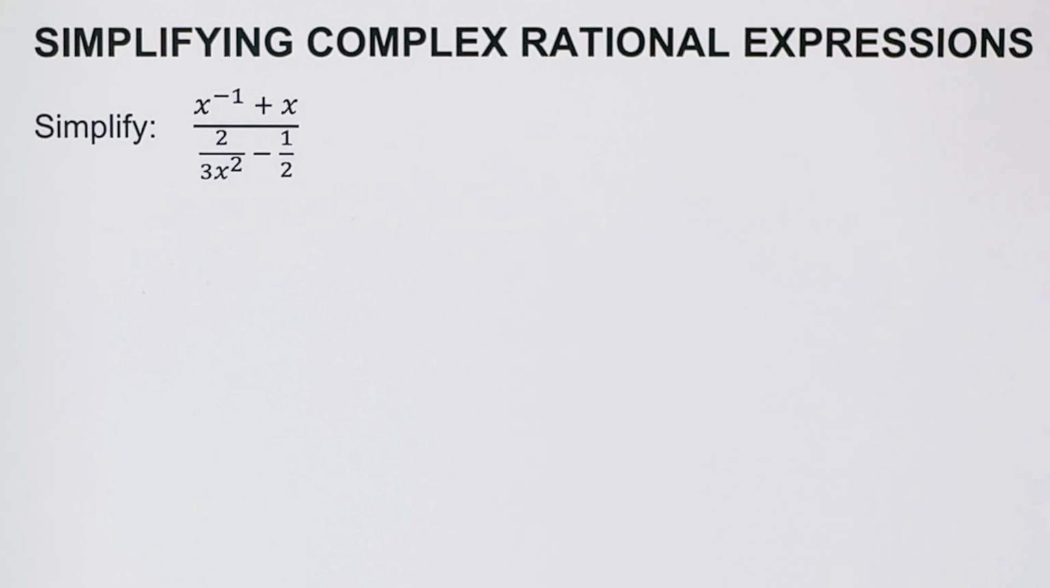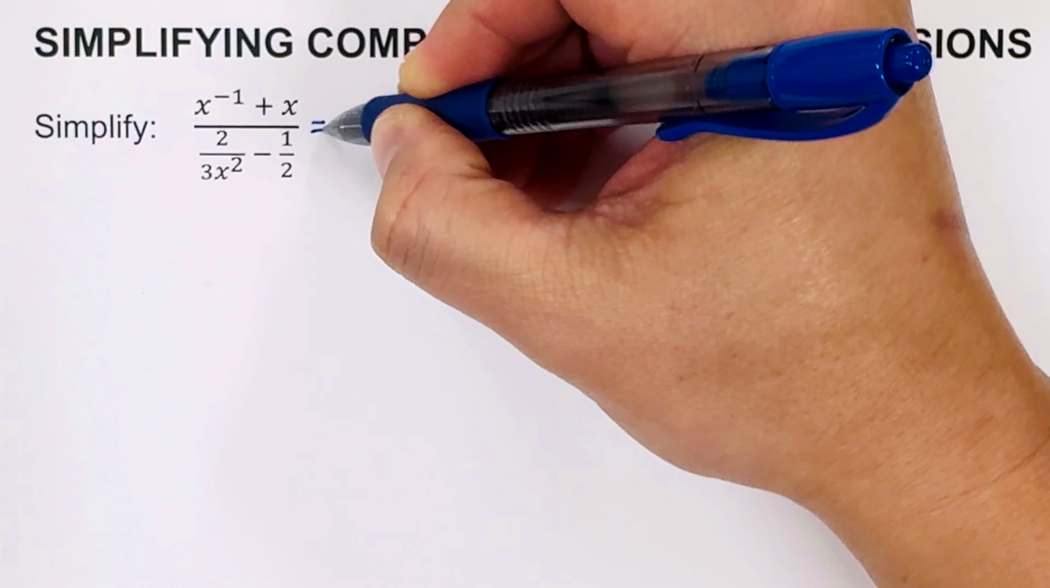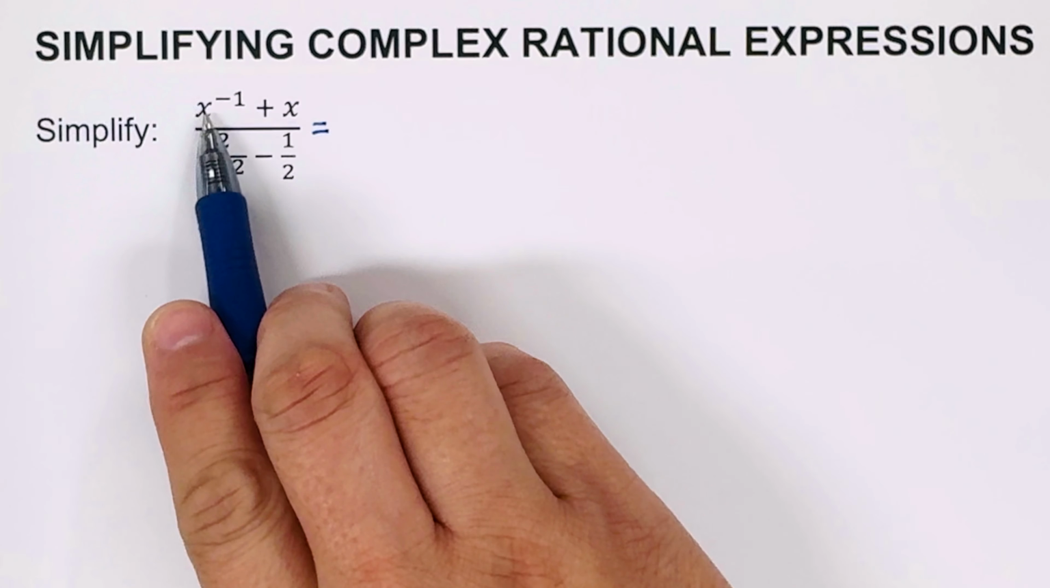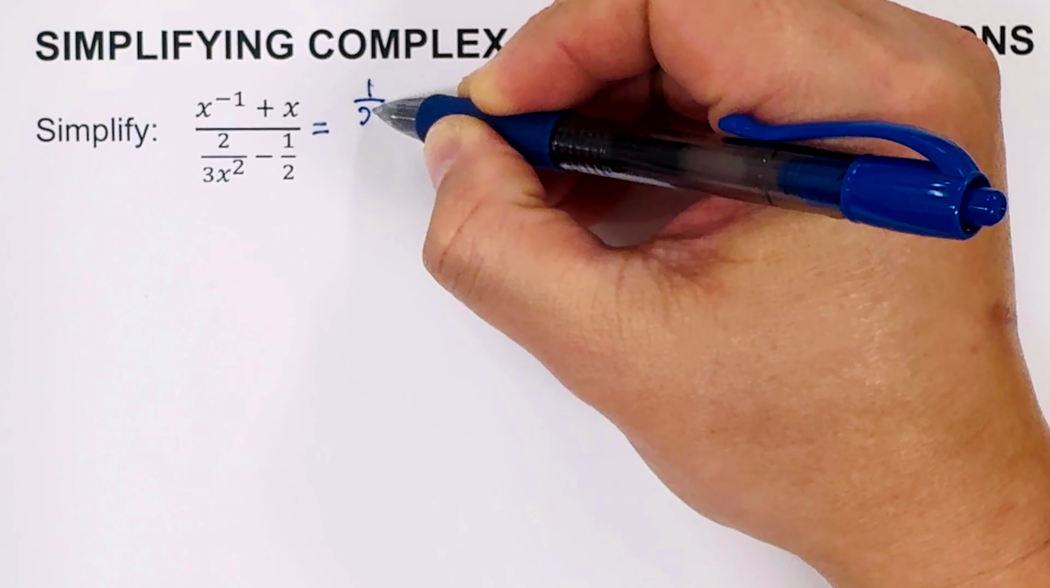Hello everyone. This video will show how to simplify complex rational expressions. In this example, we're going to have a term that has a negative exponent. So let's go over this problem here. I'm just going to go ahead and rewrite this given expression such that we don't get a negative exponent. So this x to the power -1 is equivalent to 1 over x.